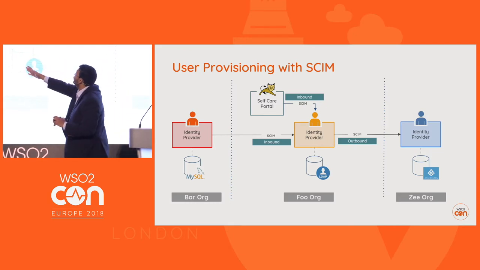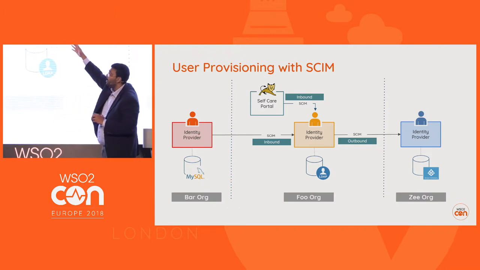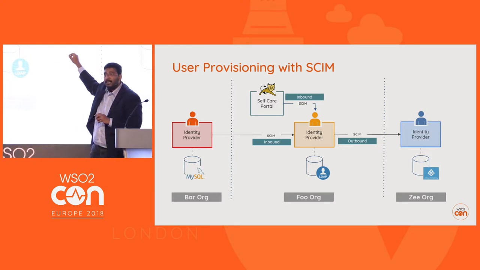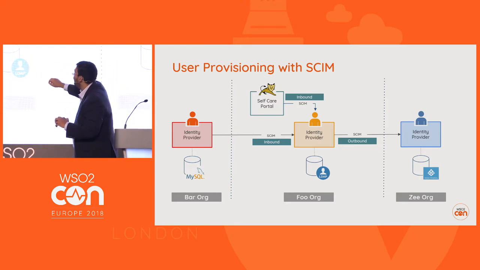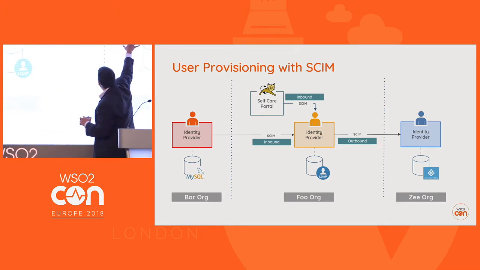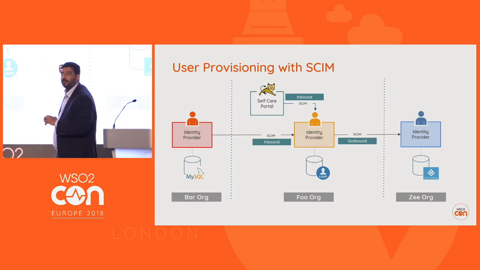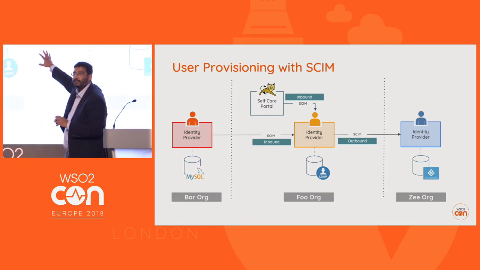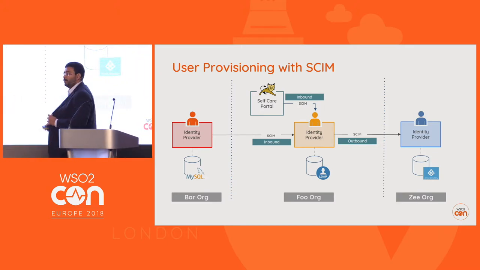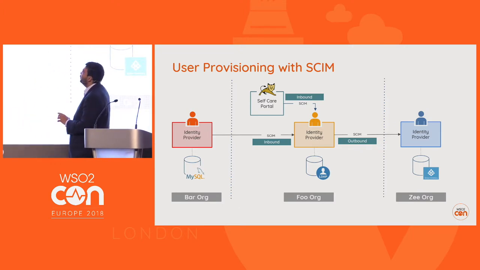So if you create a user there, or if a user comes and self-registers on a portal, that will trigger SCIM API calls into the identity server, which will create an identity in the system, and then it can trigger other systems to create users on behalf of the user, right? So this SCIM API helps you to provision and deprovision users into various systems.